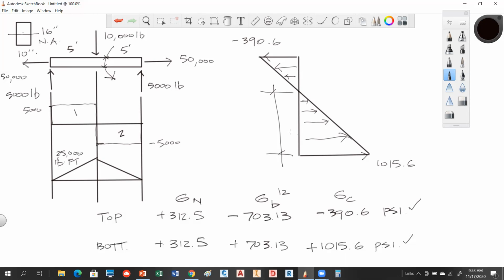Okay, so if you wanted to know where this location occurs, where is the point of 0 stress, you can solve this little proportion. If you look at this similar triangle here, this distance here is 16, and this edge here would be that plus that. So I'm going to write a proportion that's going to say 16 is to the sum of those two. And I'm not summing them algebraically. I'm looking at the absolute value. So I'm going to take 1015.6 plus 390.6.